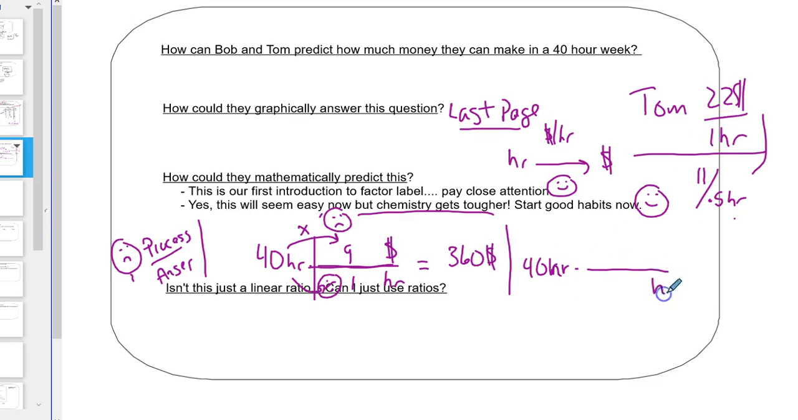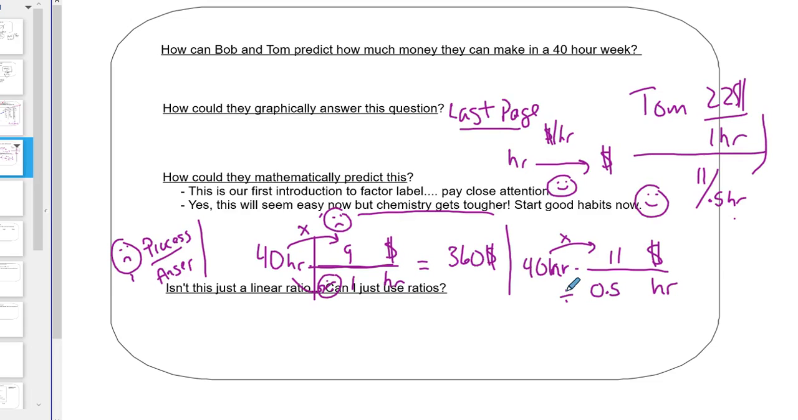Get rid of hours and go to dollars. So now I'm going to use this one: he makes $11 in a half an hour, 0.5. I'm going to use this to extrapolate the idea that I need to multiply the top number and then divide by the bottom number. So you grab your calculator and you just go 40 times 11 divided by 0.5.